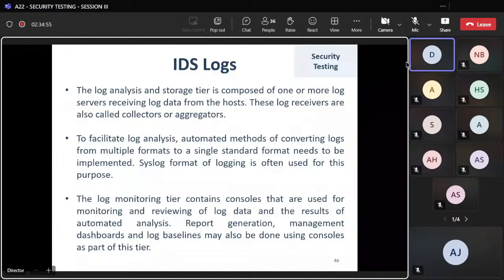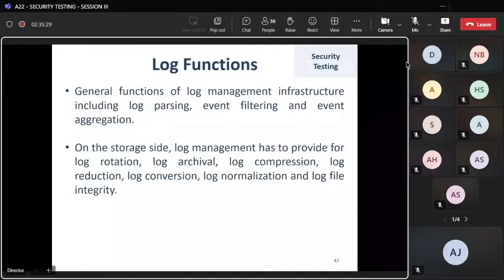And there are a few ways where we can perform the log analysis. In an automated manner, we will be converting the logs from multiple formats to a single standard format, because for analysis you need to have a single normalized format. That can be done in an automated manner also. Log monitoring will help you to monitor various consoles in an automated manner. You can generate various reports, dashboards, and even filtering. This is another log function.